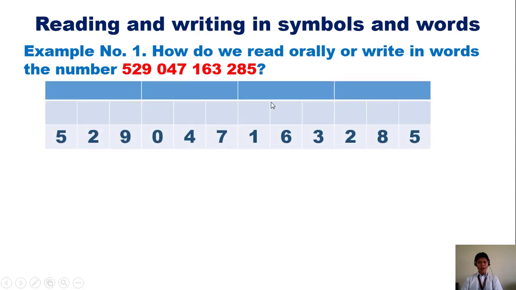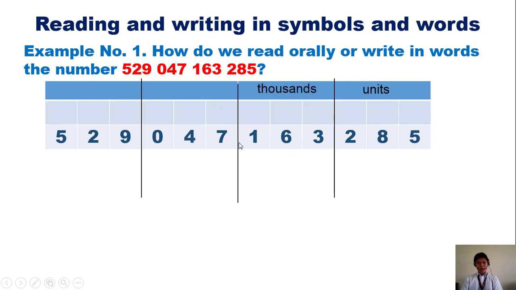Next, we are going to write them on the place value chart. Each number will be divided into periods. We have the units period. In every period, there are 3 digits, starting at the right going to the left. Next, we have the thousands period, the millions period, and the billions period.